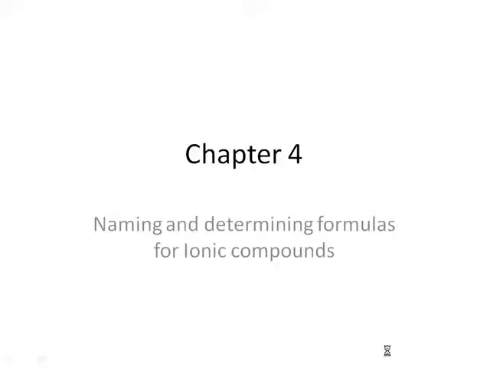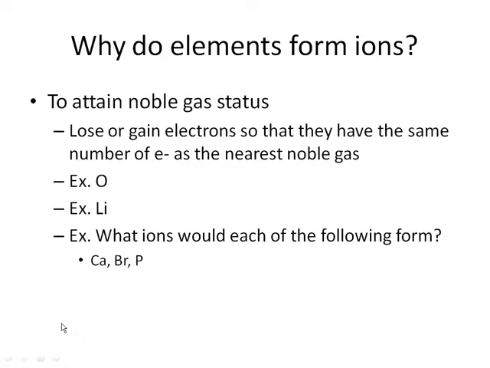So we're in chapter 4 this week. We're going to be learning about naming all kinds of different compounds, both ionic and covalent. And the first question that you might be asking is, why would an element want to form a compound? Well, it turns out that every element on the periodic table has a secret, yearning desire to have the same number of electrons as the nearest noble gas.